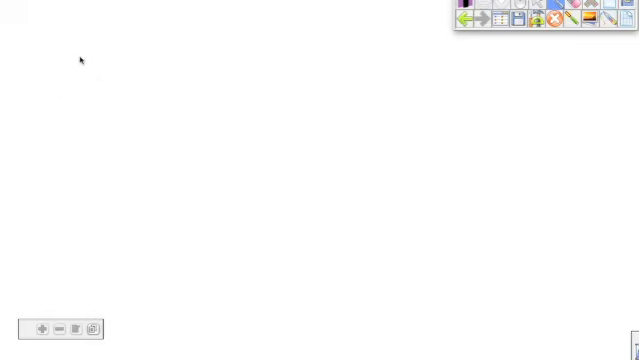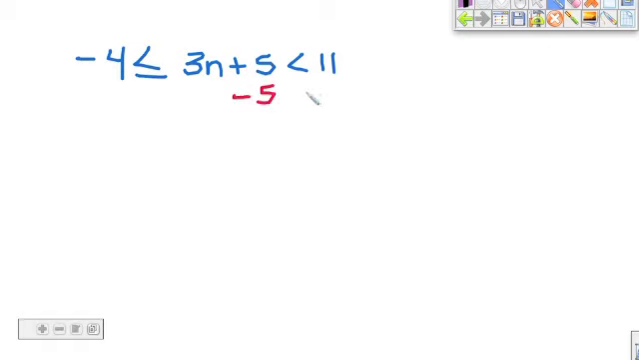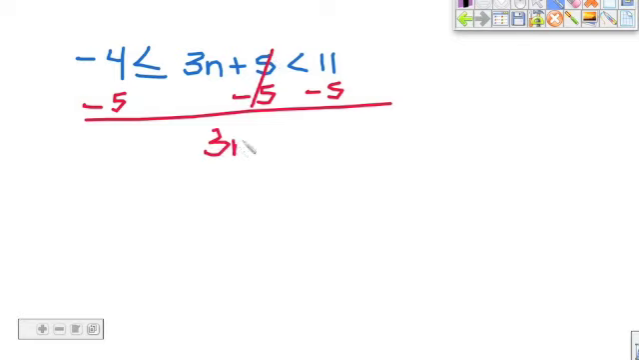All right, we have -4 less than or equal to 3n plus 5 less than 11. Again, our goal is to get the variable by itself. So I'm going to subtract 5 from all three parts, getting those 5s right there gone, dropping down my 3n. Okay, my inequalities will fall down exactly how they are.